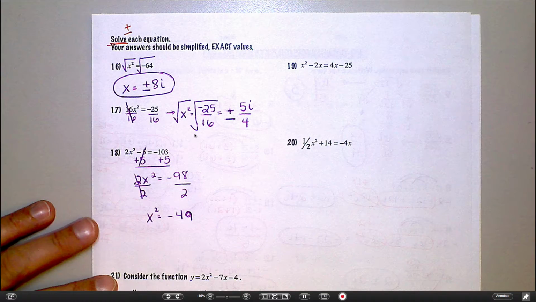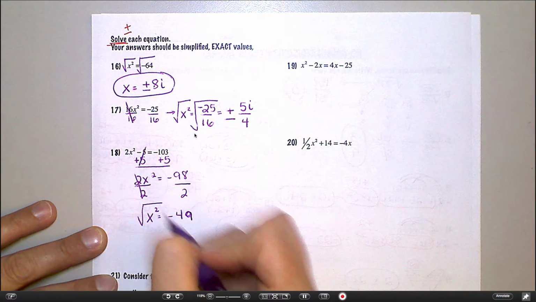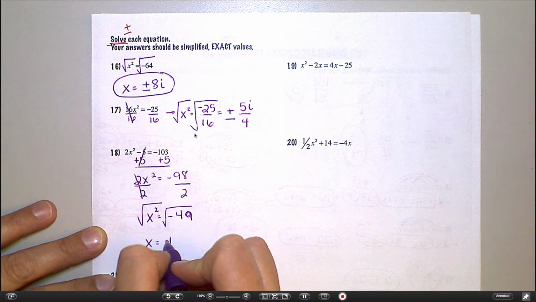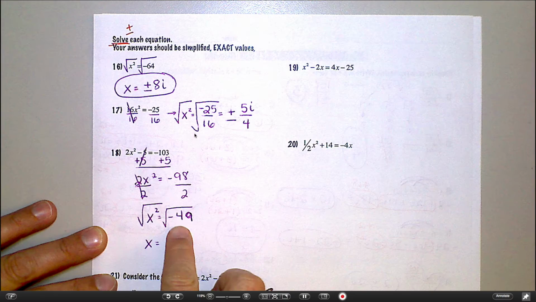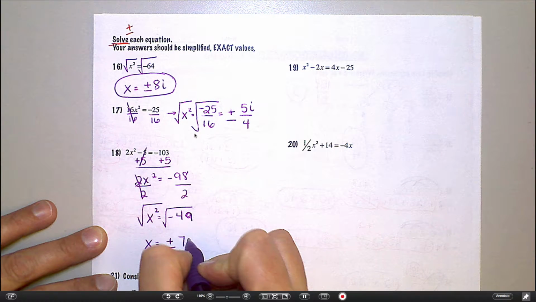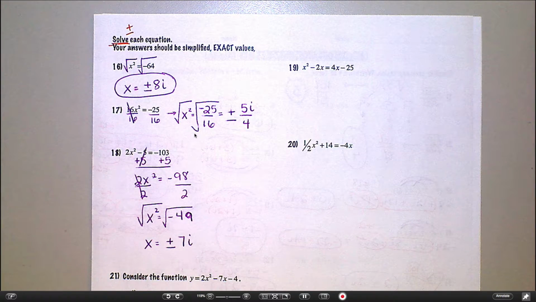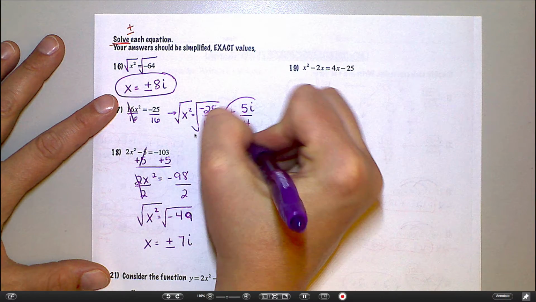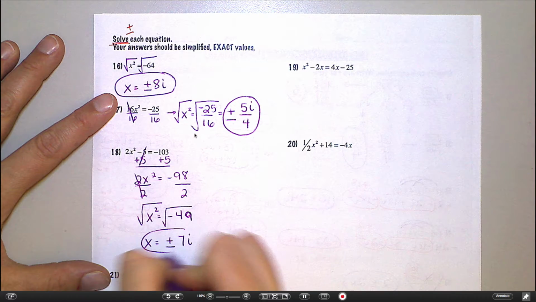Okay, and then I can take a square root on both sides, which leaves me with plus or minus, because I'm solving, square root of negative 49 should be 7i. I forgot to circle my answer back here, so that's my answer for that one. This is my answer for this one.